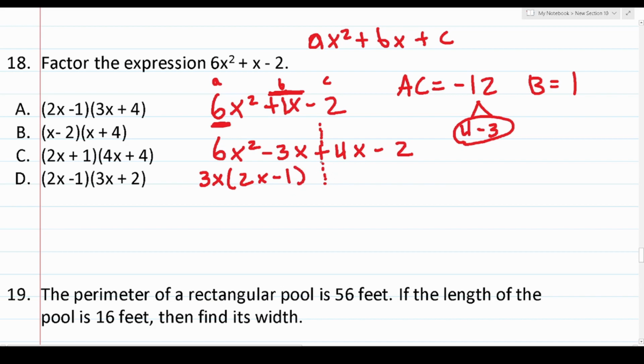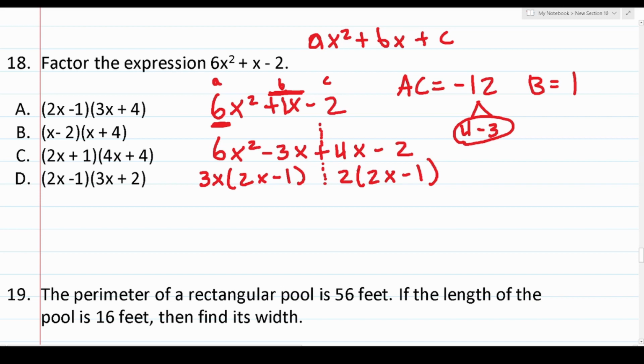And now we want to factor this second part of this equation such that what we get in parentheses is the same as what we have over here. So I'm going to factor out a 2, and that's going to leave me with 2x minus 1. As we can see, what's in parentheses is the same.